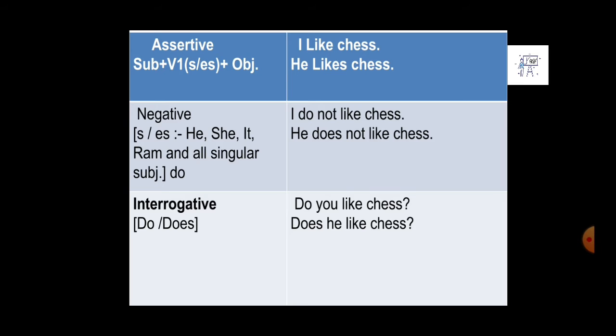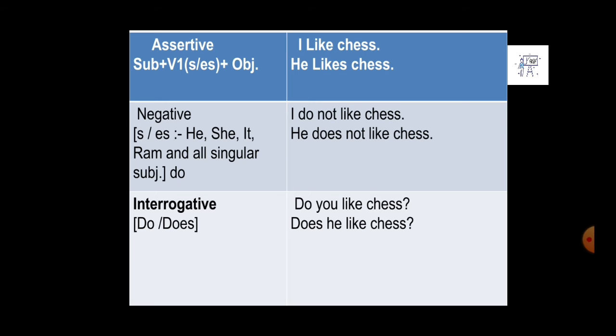If the subject is singular, we will use first form or s or es with that, and then object. If it is plural, then we will use subject, first form only, no s or es, and then object. For example, the sentences I have given in front of that, I like chess.